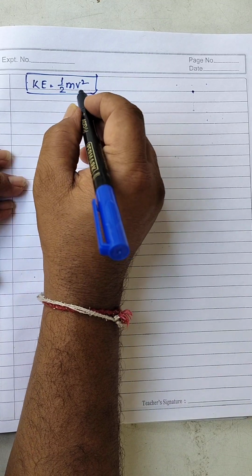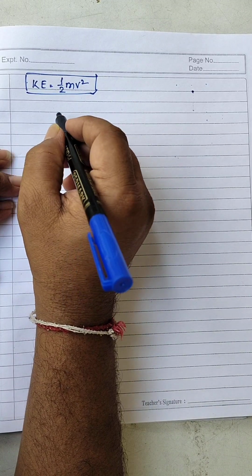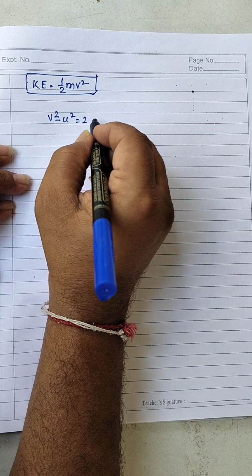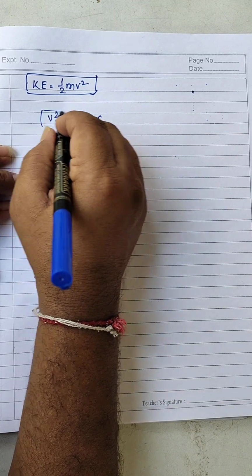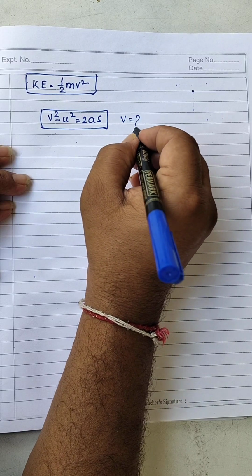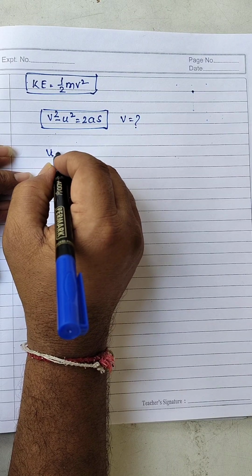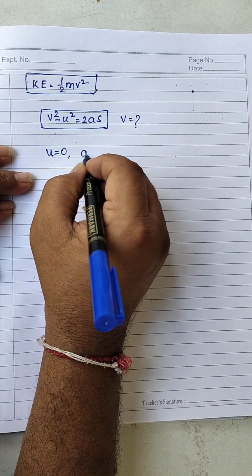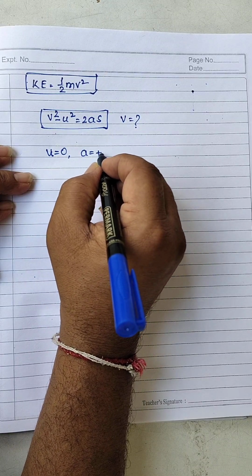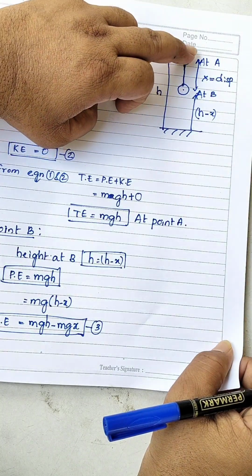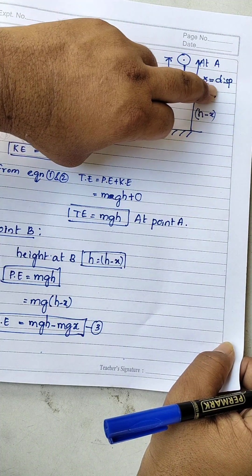So in order to know the final velocity, I use one more formula, v square minus u square is equal to 2as. By using this formula, I will find out what v is equal to. So u is the initial velocity, that is 0, and 2 is constant. a, acceleration due to gravity, is plus g, and s is the displacement. From A to B, the displacement is x.